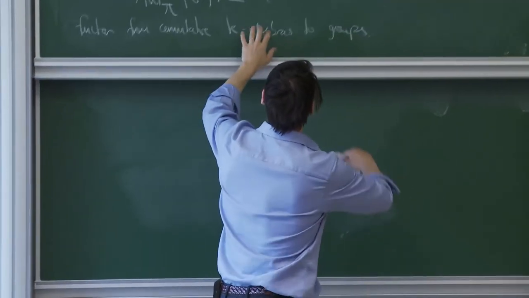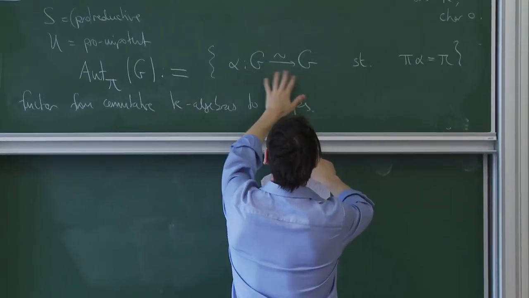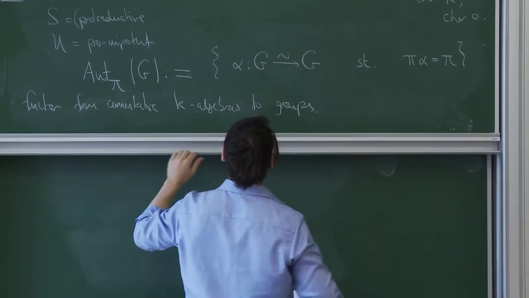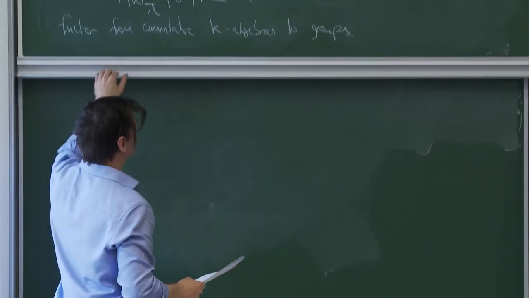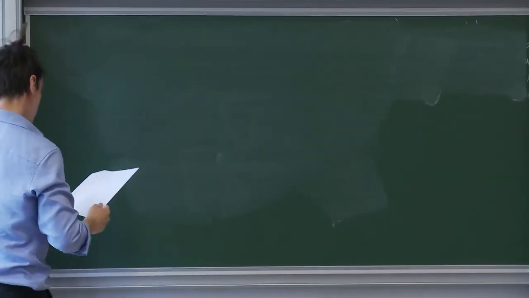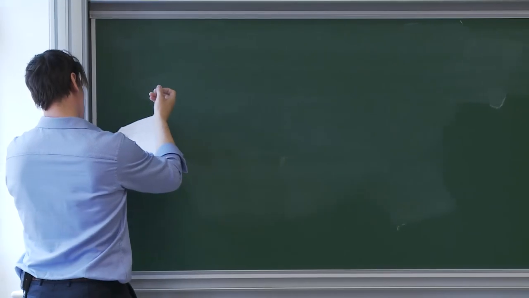And when you think of automorphisms, this is automorphisms on the level of points. You could also ask, well, anyway, I don't want to go into it. There are some subtle questions related to this, which just don't arise here.